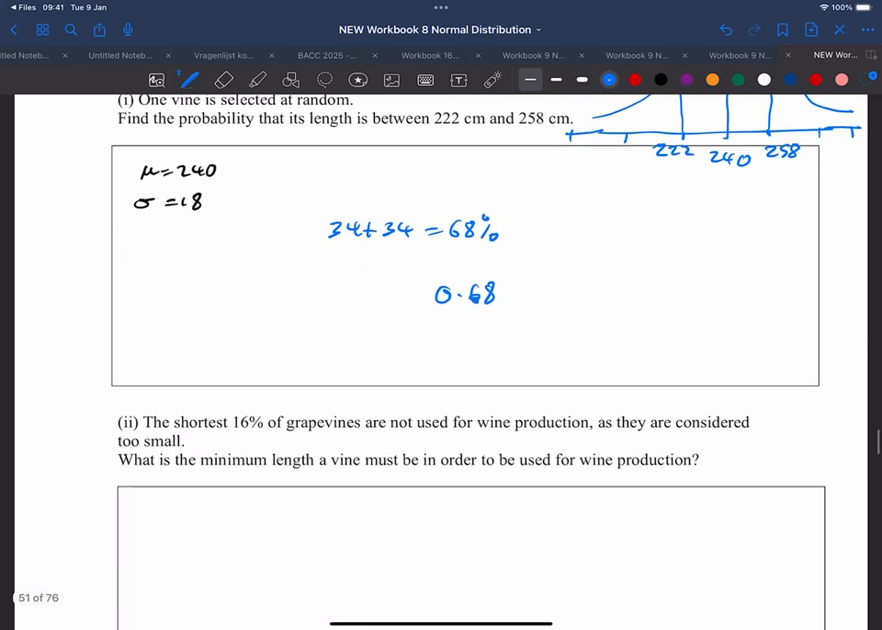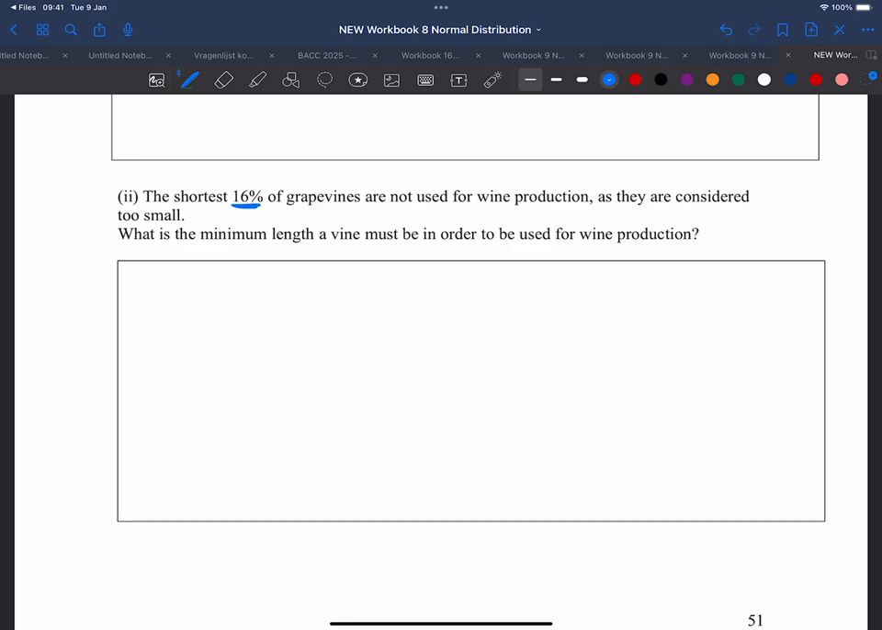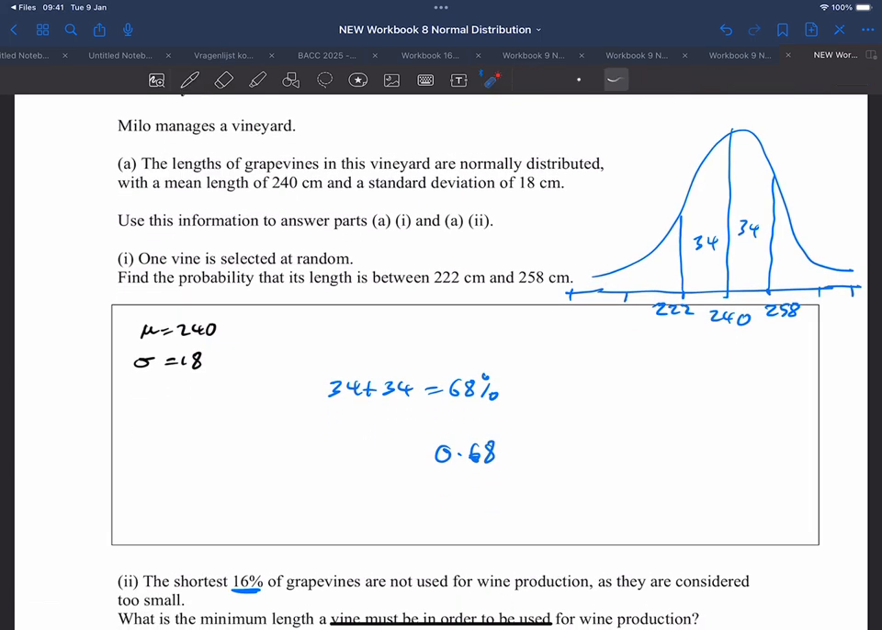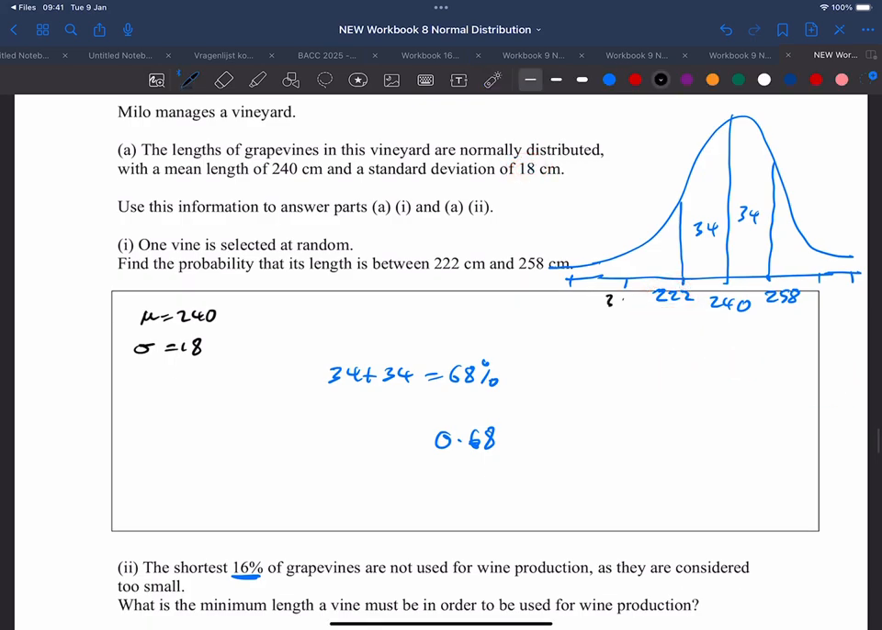Okay, next question. The shortest 16% of grapevines are not used. What's the minimum length? We need to do a few more numbers in this, and we'll go backwards for this. We're going to take away another 18 from this number. So 222 take away 18 is going to give me 204, isn't it? So we'll write down 204. Take away another 18 from this, and you get 186.